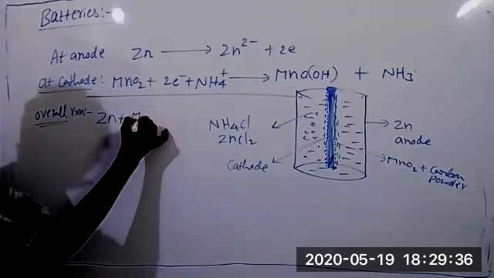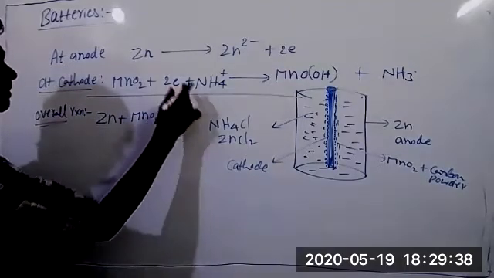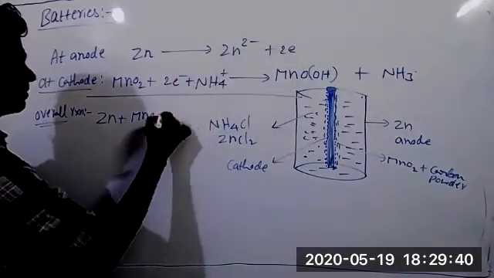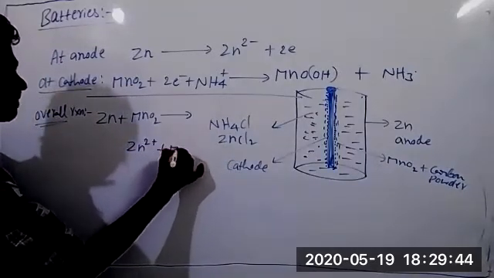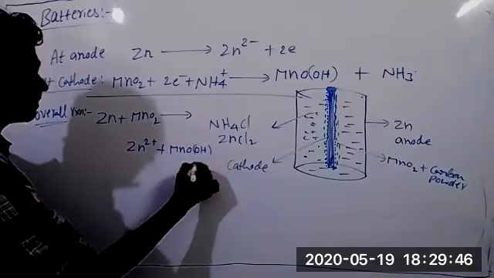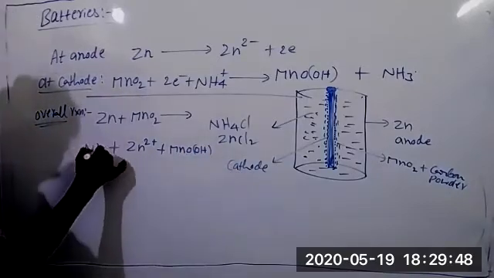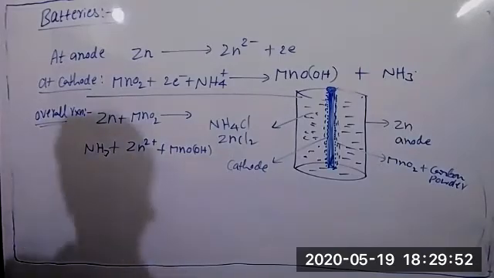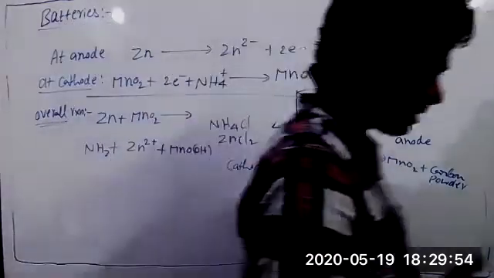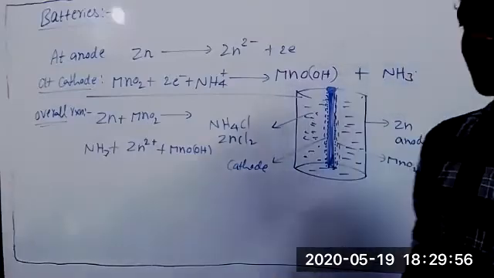Zn plus MnO2, electrons cancel, gives rise to Zn2+, MnO and OH, and releases ammonia. This is the overall reaction. Mostly this batteries concept is asking for 2 marks.